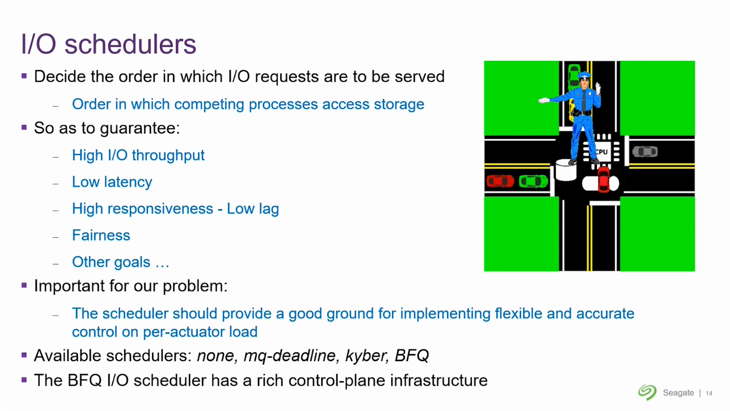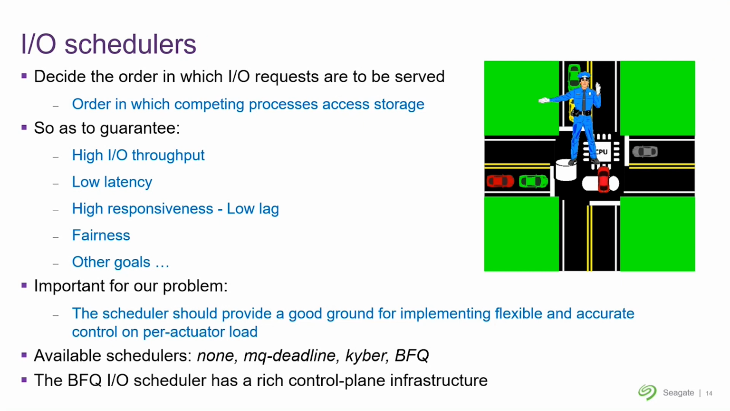What's important to our problem is that we needed an IO scheduler that gave us a good ground for per actuator load control. And we looked at the other schedulers out there. None is basically first in, first out, or FIFO. It's good for some types of applications. It's one we test with when we're testing drives, for example, because it gives us kind of the cleanest look at IO. MQ Deadline is a very well-respected and popular IO scheduler, and it and variants of it are used by many of our largest cloud customers. Kyber is another one similar, and then BFQ.